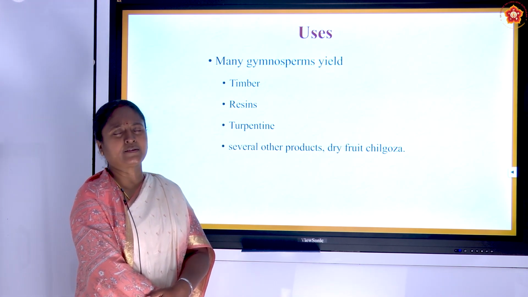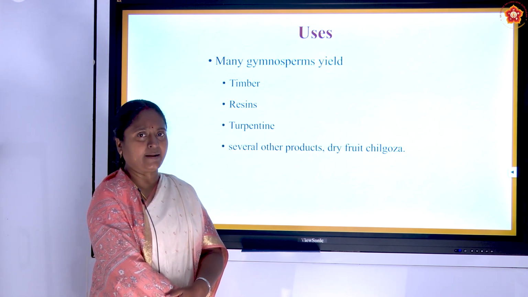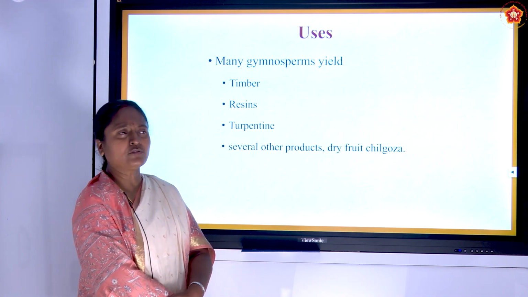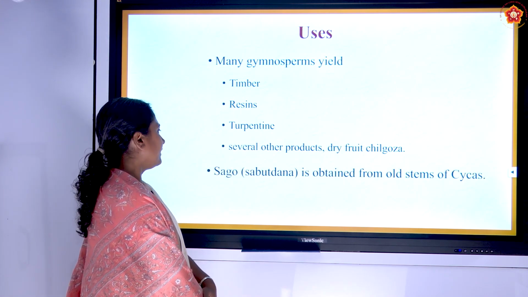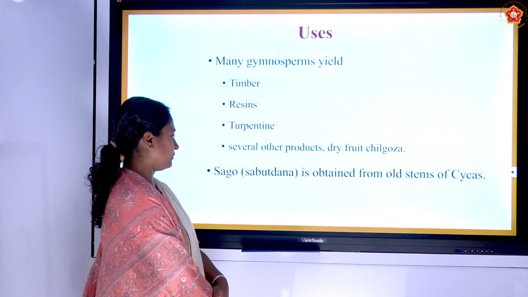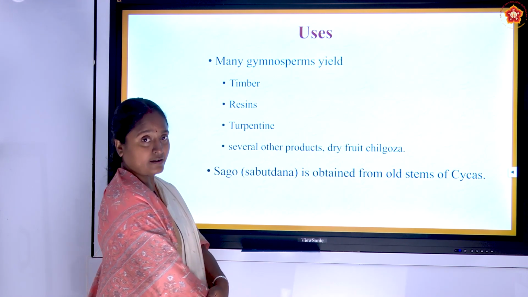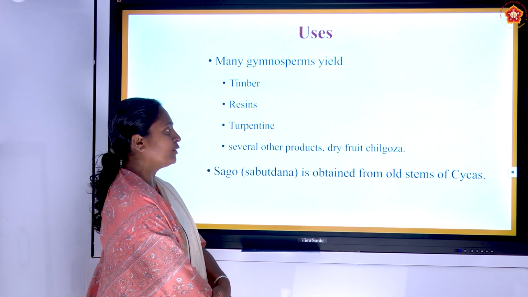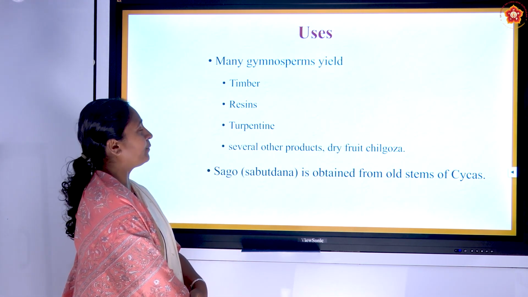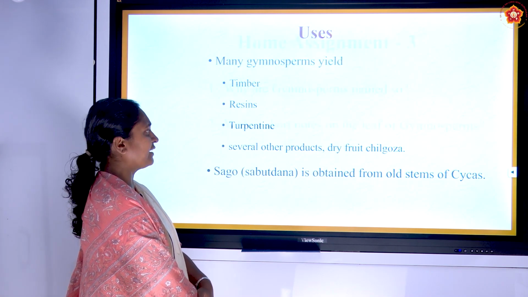Pine seeds you must have known, and these are edible seeds which you can use in many foods and also for raw eating. And the sago palm produces sago, which is sabudana, produced from the old stem of the cycas. So these are some of the economic importance of this category.